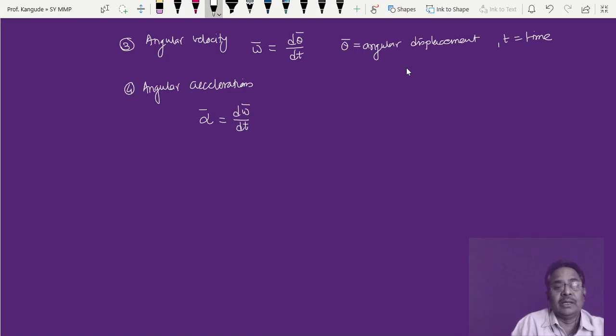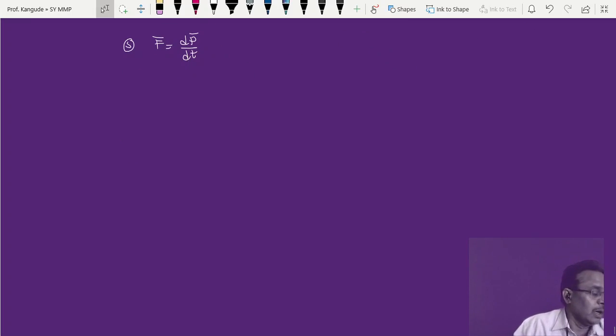This is a vector. Then fifth example, as I said earlier, force F bar is the rate of change of momentum with respect to time. This is another very common example where force is obtained by taking differentiation of a vector quantity, that is momentum, with respect to time, and that's why force is also a vector and it is defined in this particular way. There can be several other examples. Now we can go for some other properties. Let's take some properties of this.